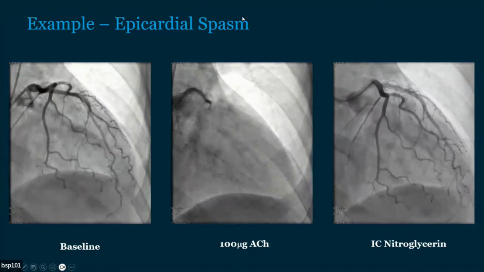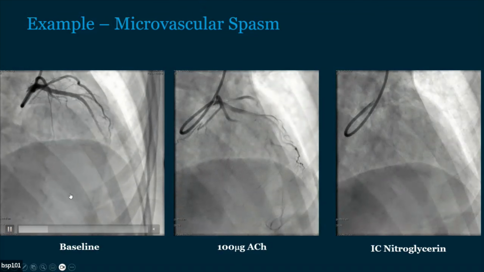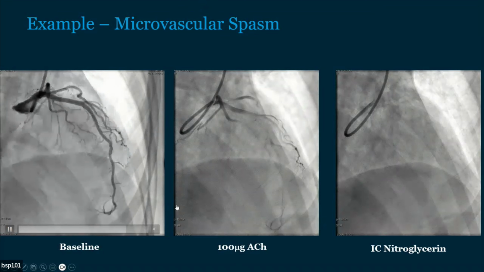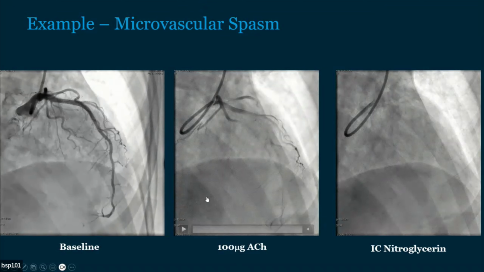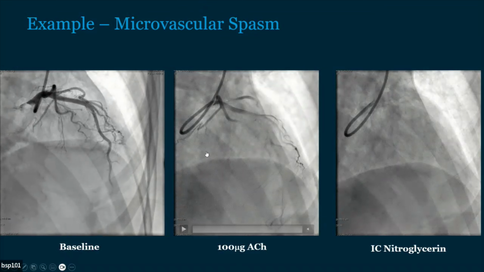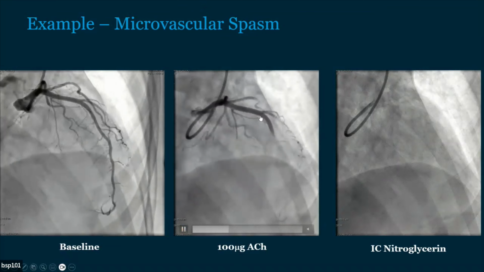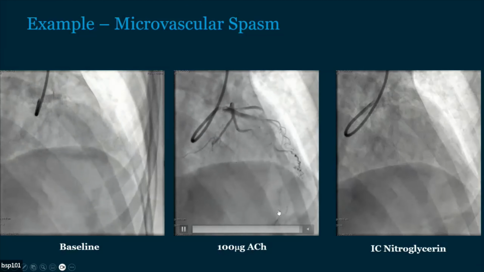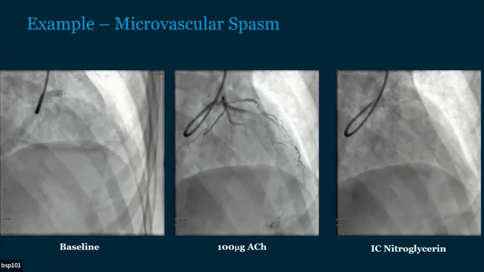The next example is a little different, but also important. Again, a patient coming in with typical symptoms. Her LAD is completely normal. We give doses of acetylcholine 220, 100. She has no epicardial vasospasm, but you can appreciate here, look at this very slow flow down the LAD, right? So this is an example of microvascular disease.